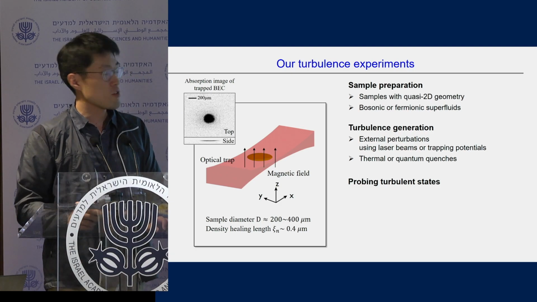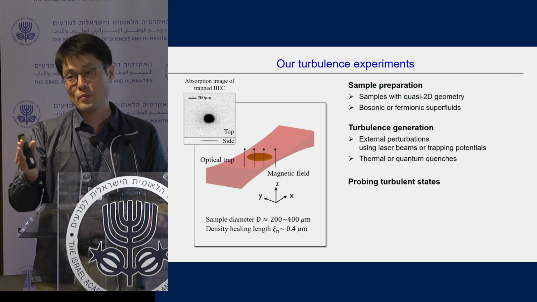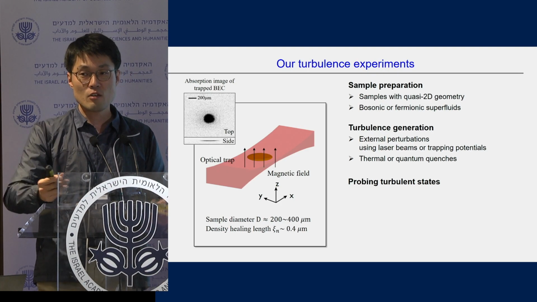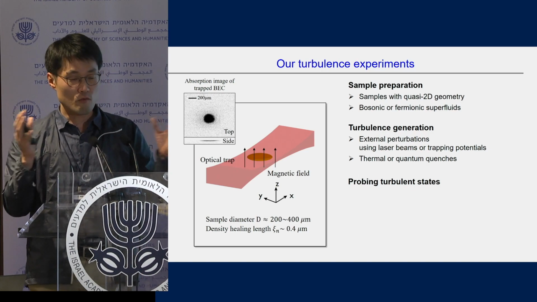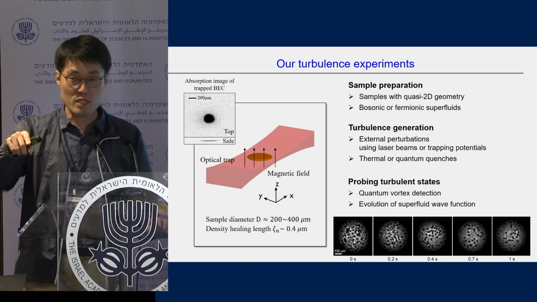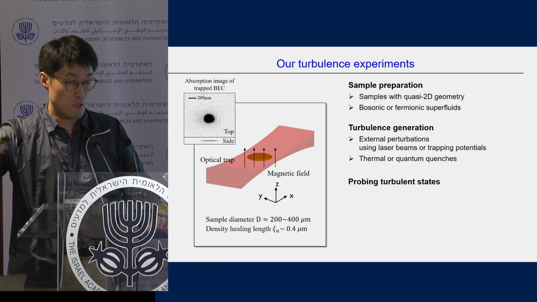And how do we generate turbulence? It's pretty much straightforward, using external perturbation: laser beams or a magnetic field gradient. It's just shaking the cloud, or poking a laser beam and stirring it, with mechanical external perturbations.